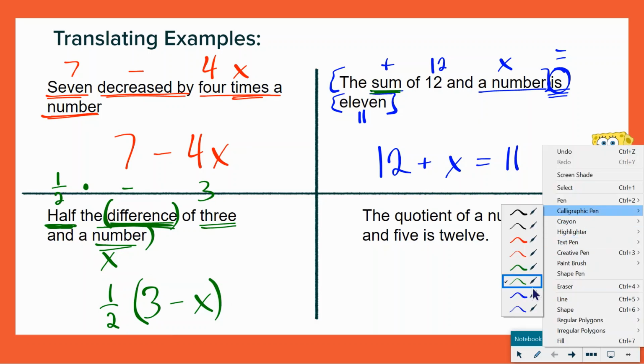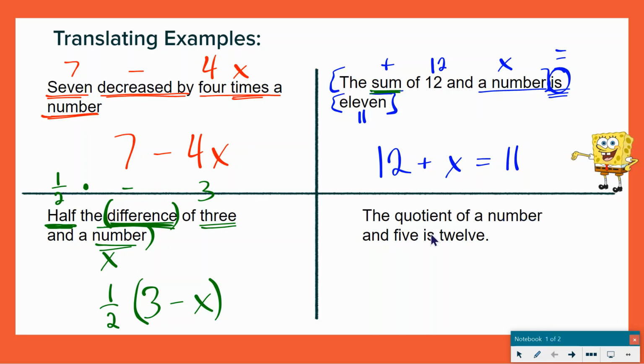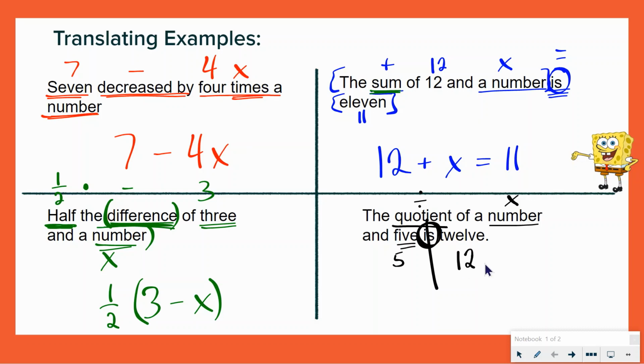And then our last one, we have the quotient of a number and 5 is 12. So the division problem between a number, some number x, and 5 is, that word is separating my two sides of my equation. That is 12.